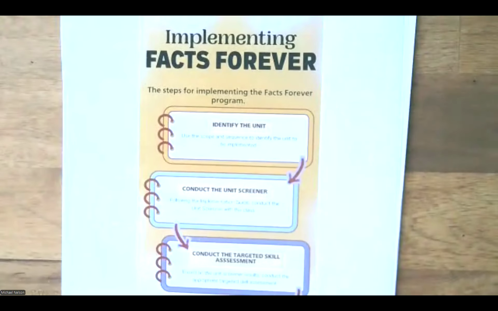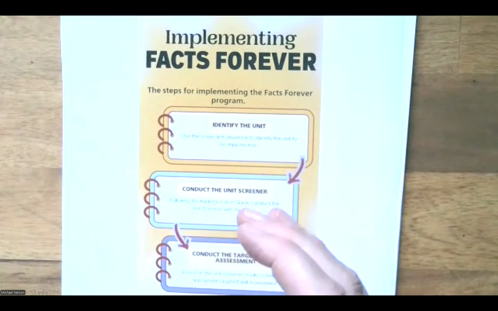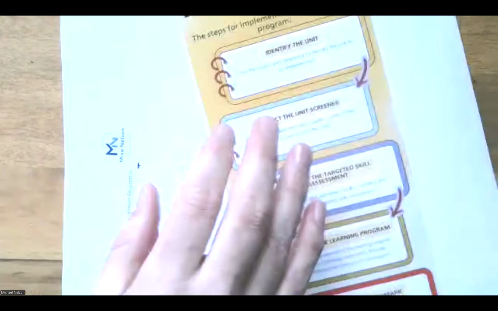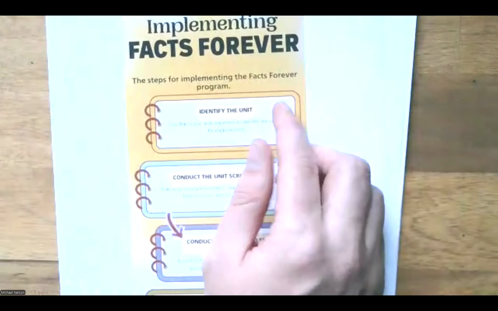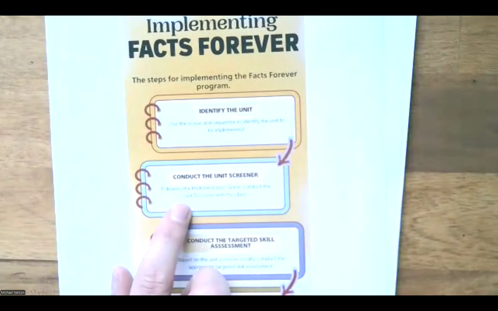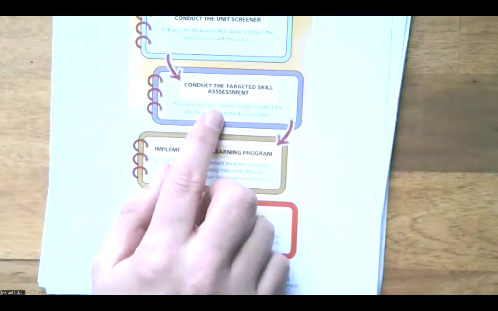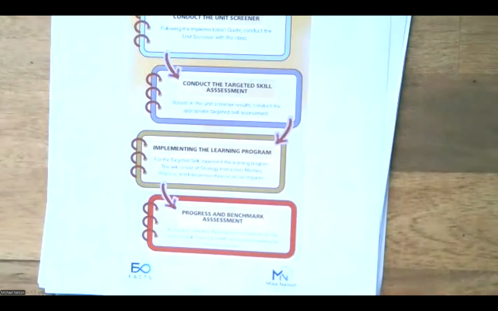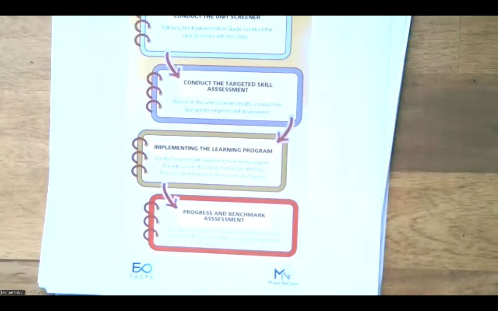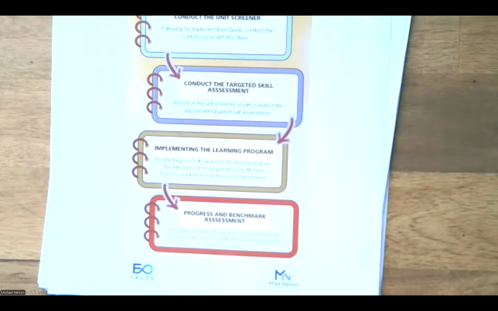All right. So implementing Facts Forever is a 5-stage process. In the beginning, we need to identify what unit we're going to cover. We need to conduct a unit screener. Then from that unit screener, we get a targeted skill that we want to focus on. This might be for the whole class, or this might be for our tier 2 or tier 3 intervention. We then have a learning program that we implement from there. And throughout this, we have progress and benchmarking assessments. So we'll just take you through here.